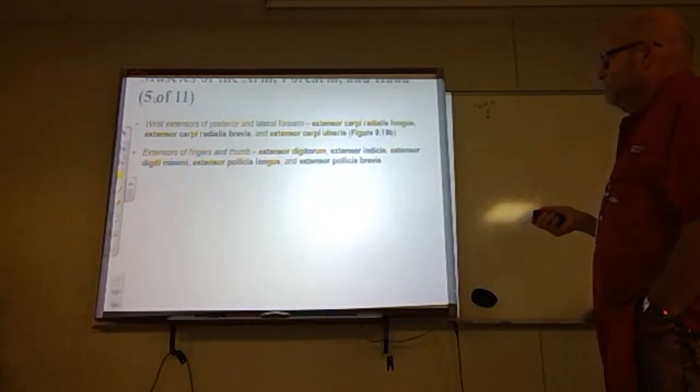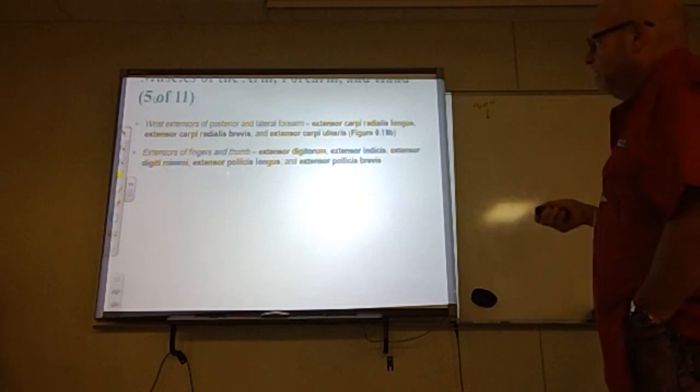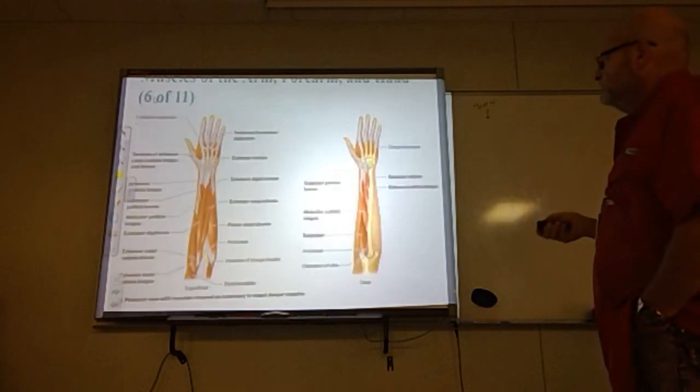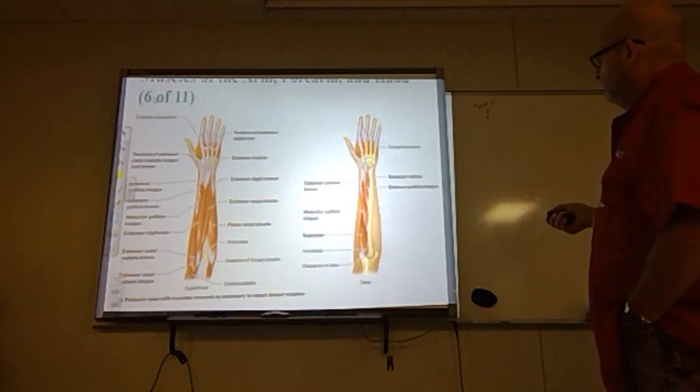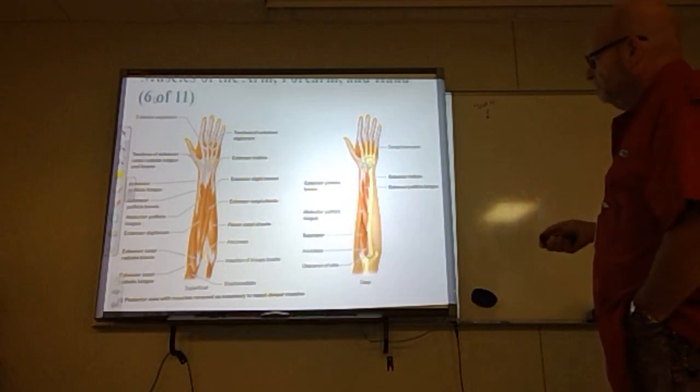Extensors of the fingers and thumb. Extensor digitorum extends the digit. Extensor indicis. Extensor digiti minimi. Extensor pollicis longus. And extensor pollicis brevis. And again, there are those muscles. You see their attachment on the ulna.